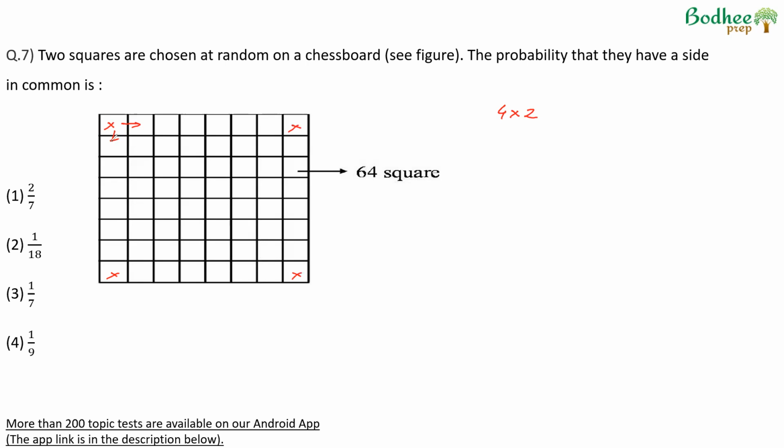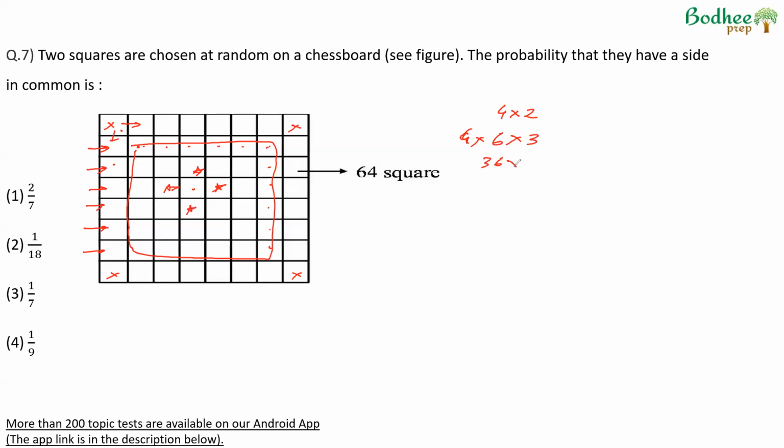Similarly for each corner. Then we look at the edge, 1, 2, 3, 4, 5, 6. For the edge, we have 1, 2, 3 options. So 6 squares in the edge, 3 options for each square, and there are 4 such edges. Then we look at the remaining squares. 36 squares are left inside. For each of the squares inside, we have 1, 2, 3, 4 options, common side.